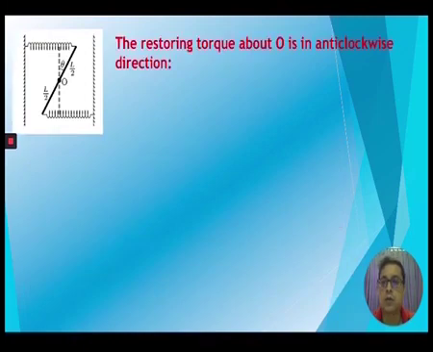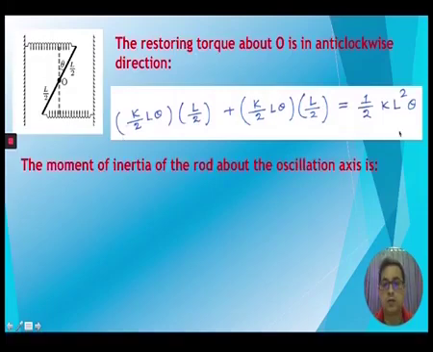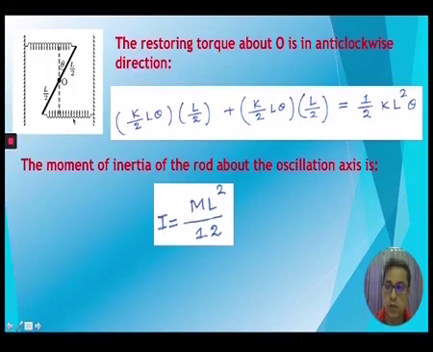There is going to be a torque because there's a rotation of this rod about this point O, and the restoring torque about O is going to be in the anti-clockwise direction. This is for one spring, this is for the other spring. This is the force and this is the distance. It is a simple, trivial thing to work out. The total torque due to both the springs will be half K L square theta. You also know the moment of inertia. The moment of inertia of this rod about the oscillation axis would be simply M L square by 12. I think everybody knows this.